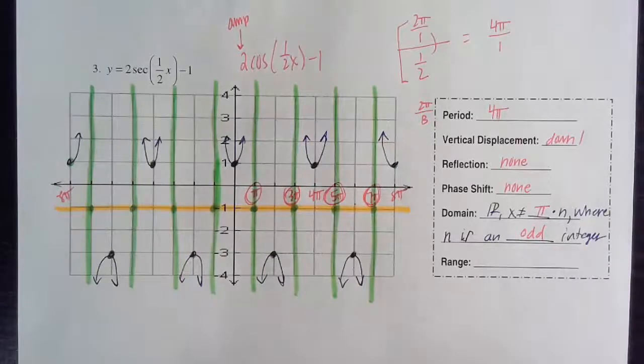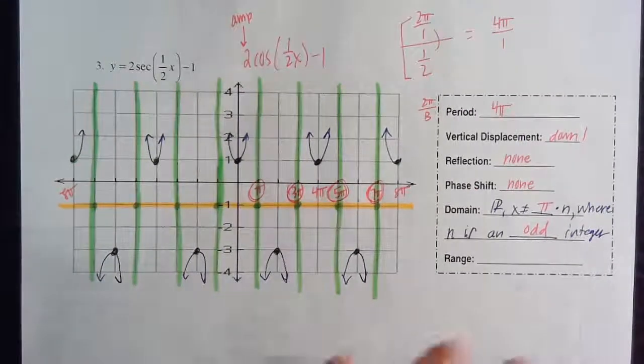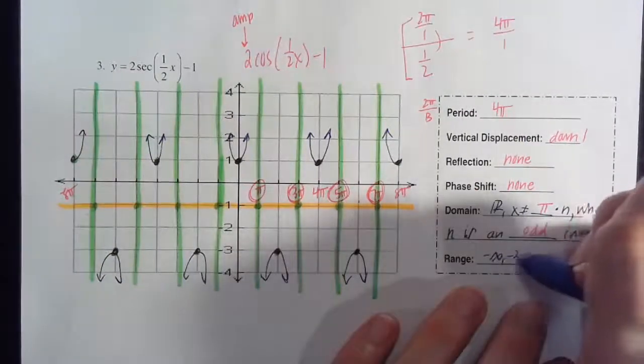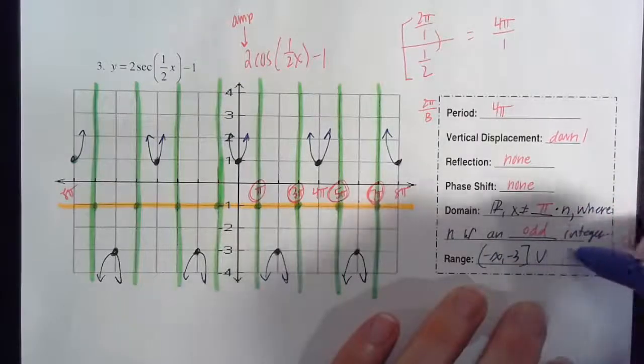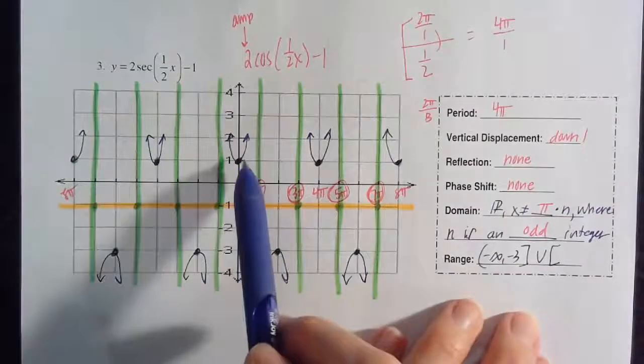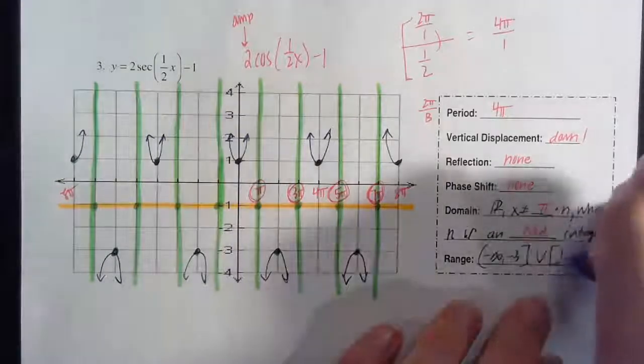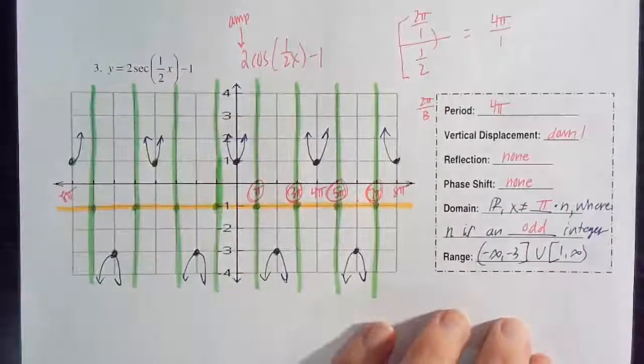And then your range is going to go from negative infinity to negative 3 with the union, and then from positive 1 to infinity. And that's that.